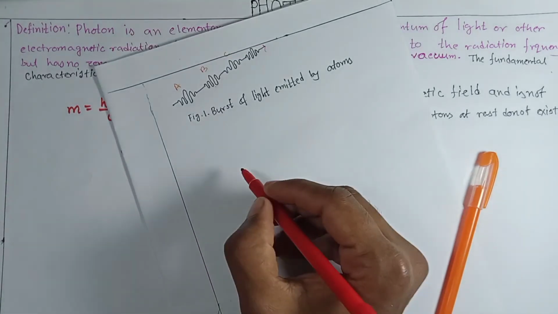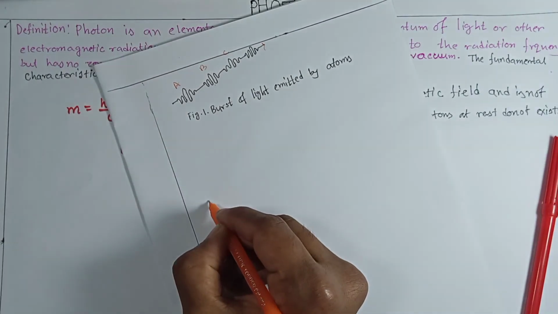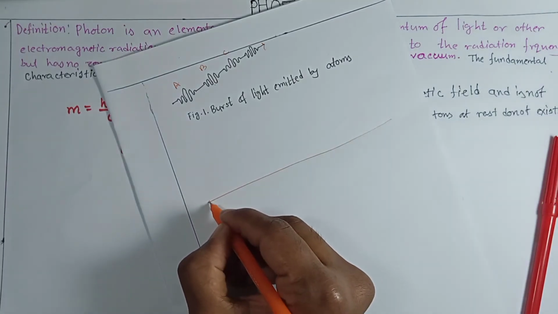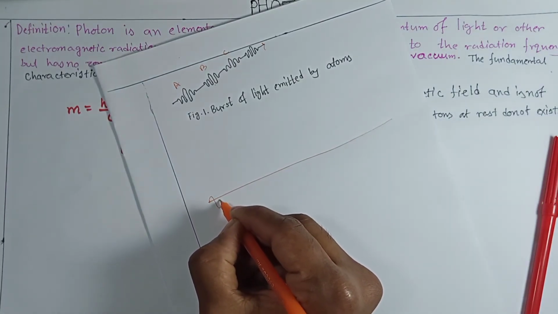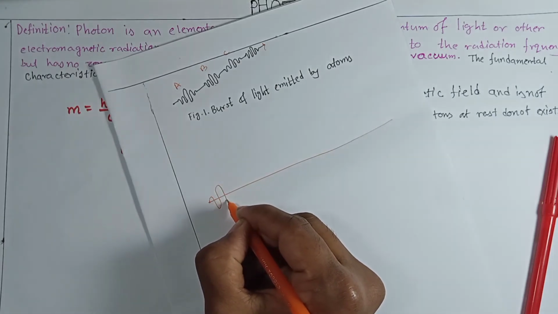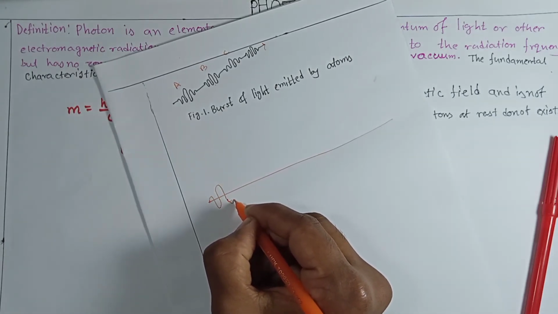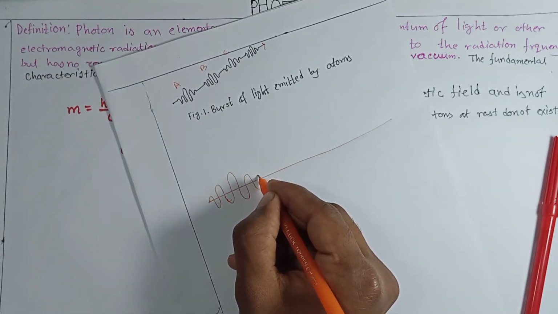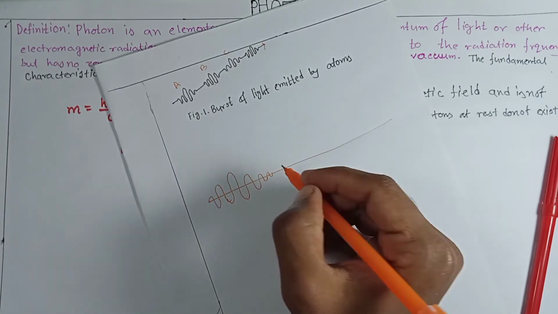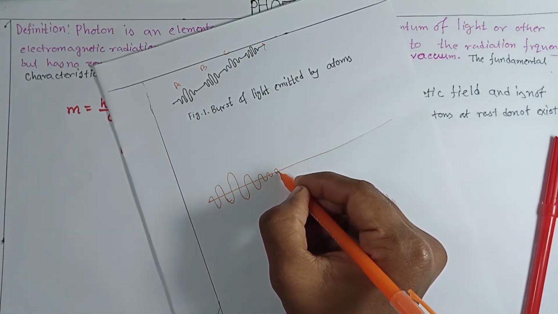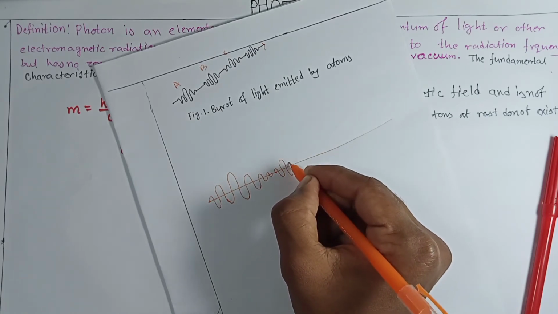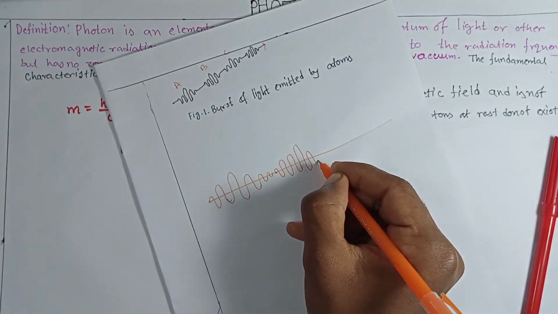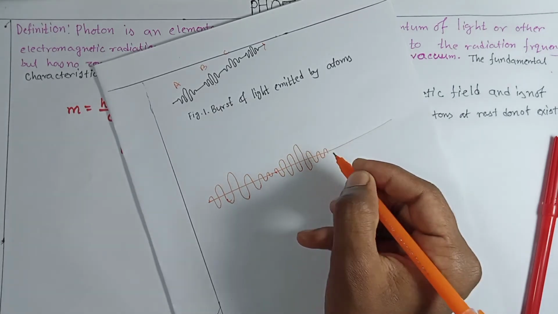Then we figure out the process as follows. This is an atom, it emits a burst, a photon. Then this goes down, and then the atom emits a photon, then it goes down.